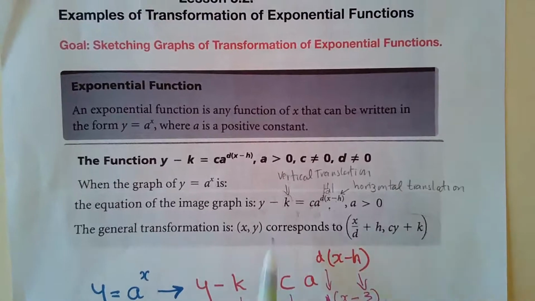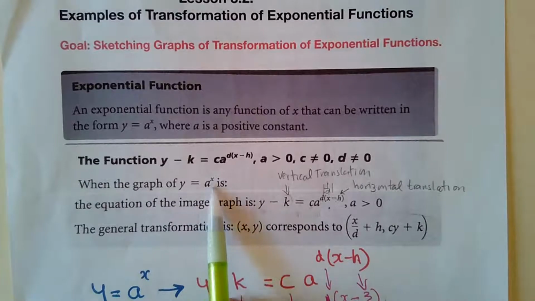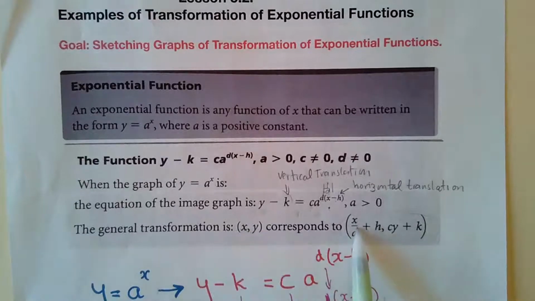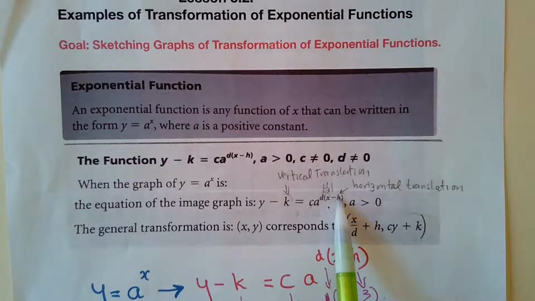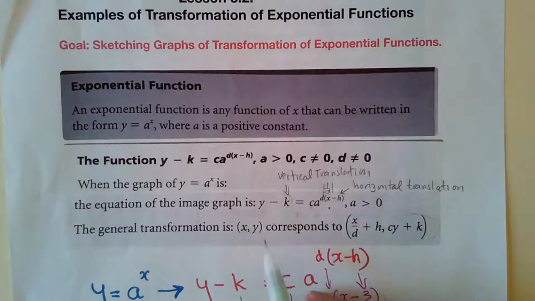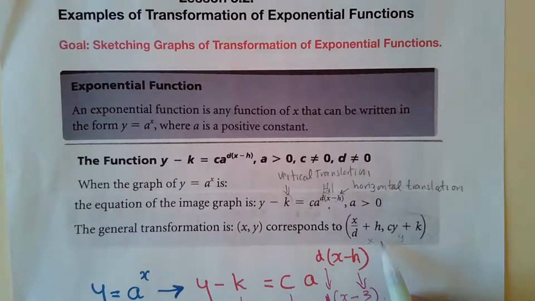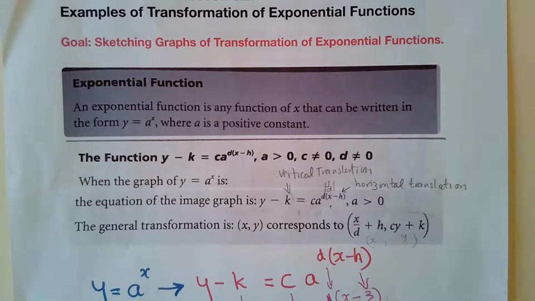And we also discovered the general transformation: if you have y equal a to the x, the x and the y can be transformed. The x in the transformed form would be x over d, so we find our d value here, plus h, which is the horizontal translation. And the y for the corresponding x, y value of a to the x, this is your y, this would be your new x. For the transformed one it would be cy plus k. So that's what we did yesterday.